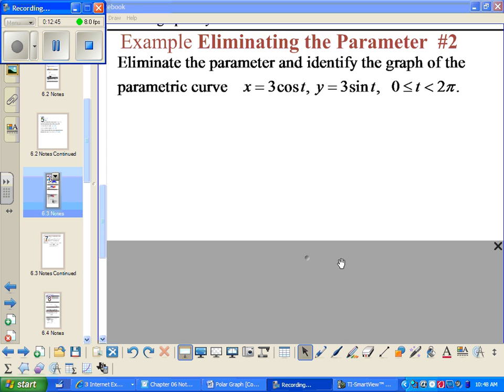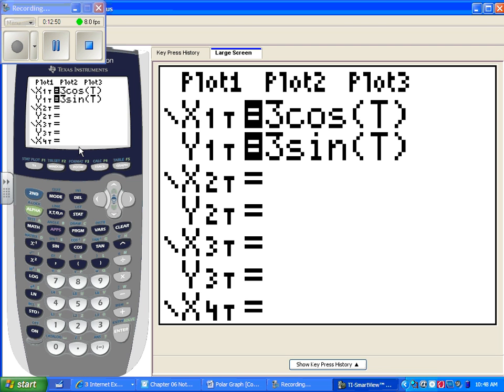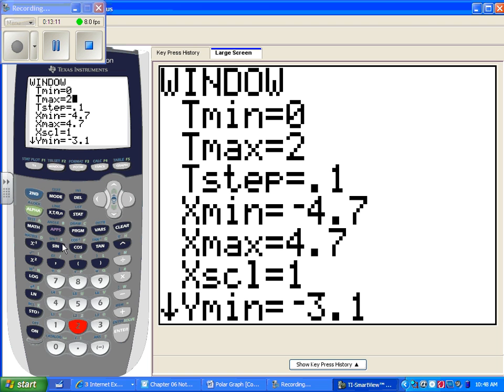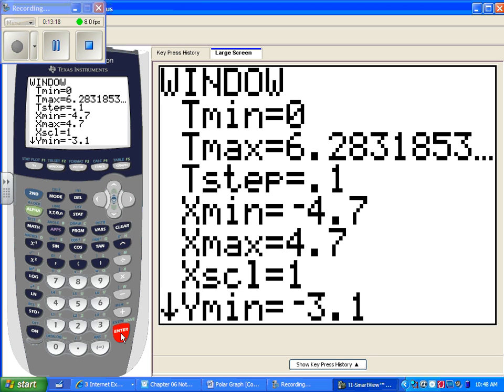And if I graph this, so 3 cosine t, 3 sine t, I'll plug those in just like normal. I'll go to my window, and what I want to do is make a square window. So first of all, for my t min and max, I want to go from 0 to 2 pi. So I would type in 0 for my minimum, and my maximum would be 2 pi. You just type in a 2 and then use the second caret button to get the pi symbol. When you press enter, it'll convert it to a decimal. My t-step, I'll just leave at 0.1.